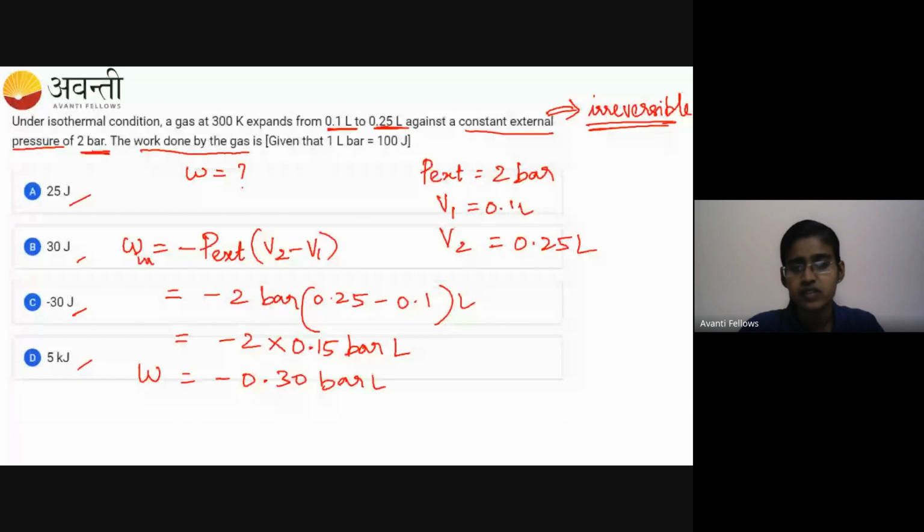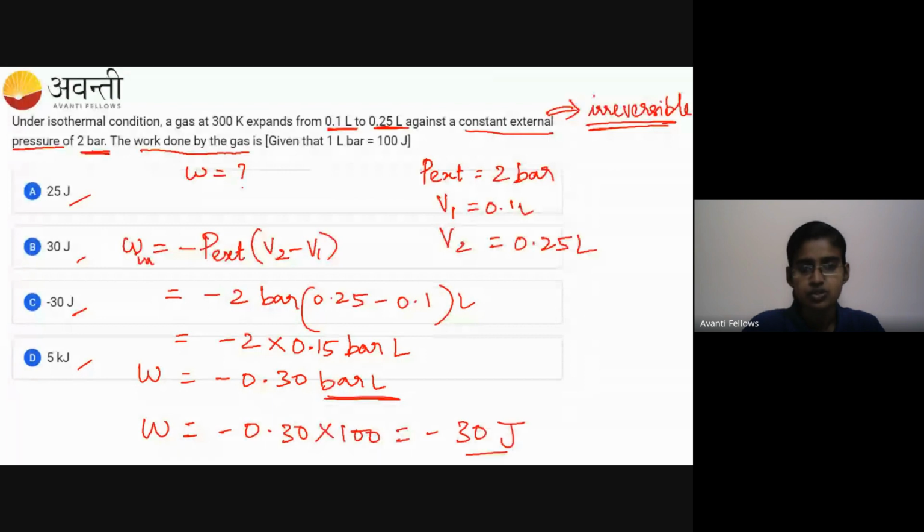But we have got the answer in terms of bar liter here. So to convert this bar liter to joule, you have to multiply by the number 100. So 0.30 into 100 will give you minus 30 joule. So this is the work done in terms of joule. So it is given in option C.